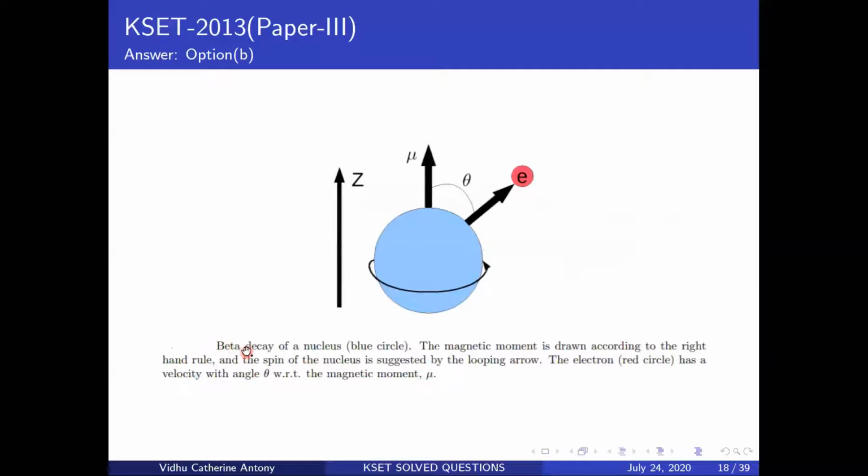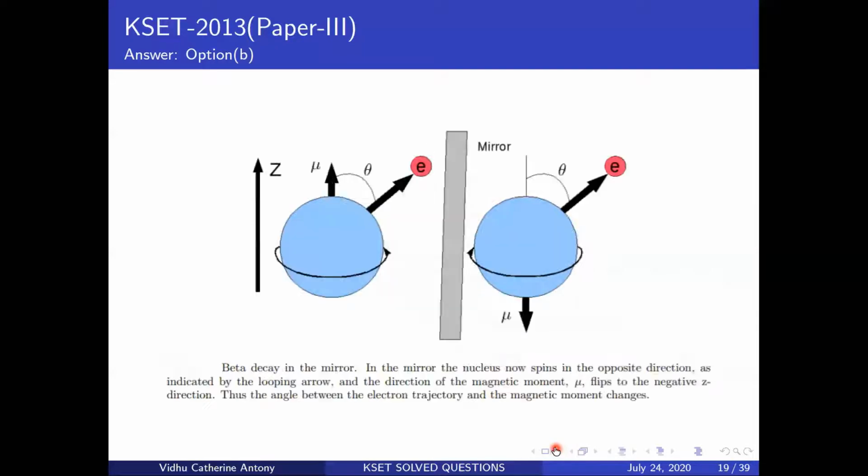So basically this is the beta decay of a nucleus. The magnetic moment is mu, and what you're supposed to do is wrap your hands around this ball. Your fingers are supposed to curve along the direction of the spin, and then your thumb gives you the direction of mu. Now this is the way your electron is coming out. It's coming out at an angle theta to this direction.